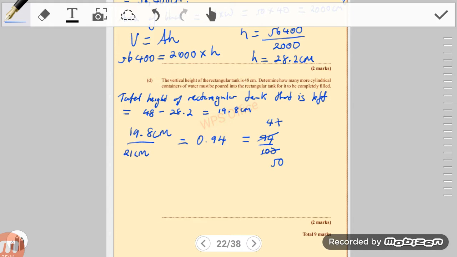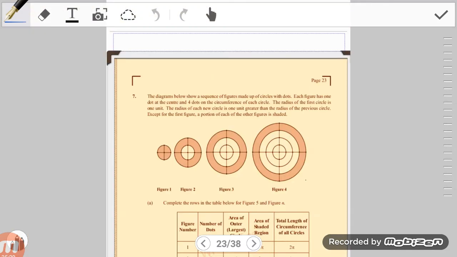Okay, so I think that's it for that question. It was a little bit confusing there because I might have got myself into a bit of a trap, but that's fine. I think we're back on track now. So the answer is going to be 0.94. We don't need a full tank. We're going to move on to the next question.